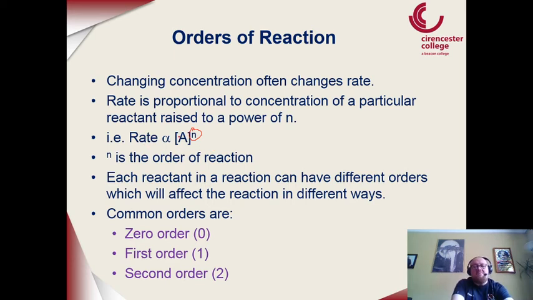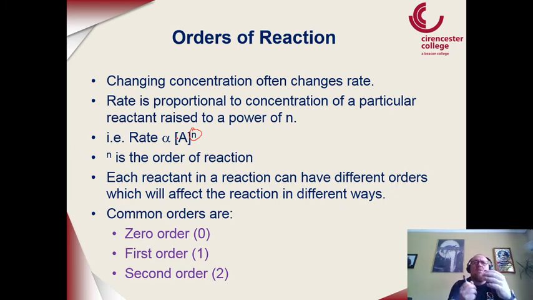If rate is proportional to the concentration of A and it's a first order component, rate is proportional to the concentration of A to the power of 1, which means that rate is going to be equal to a constant times A. If it's second order with respect to A, rate is proportional to the concentration of A squared. So it's really important to understand that this is going to influence the rate of reaction, and how it influences the rate of reaction is the order.